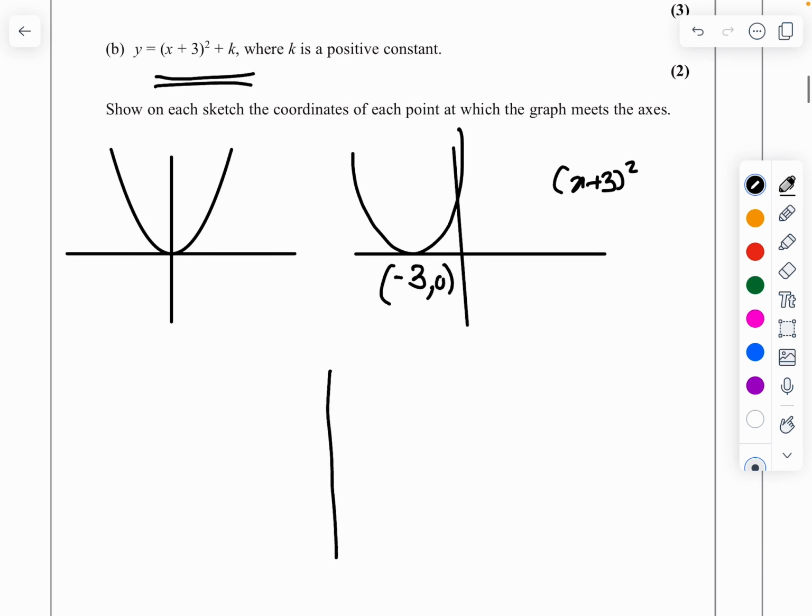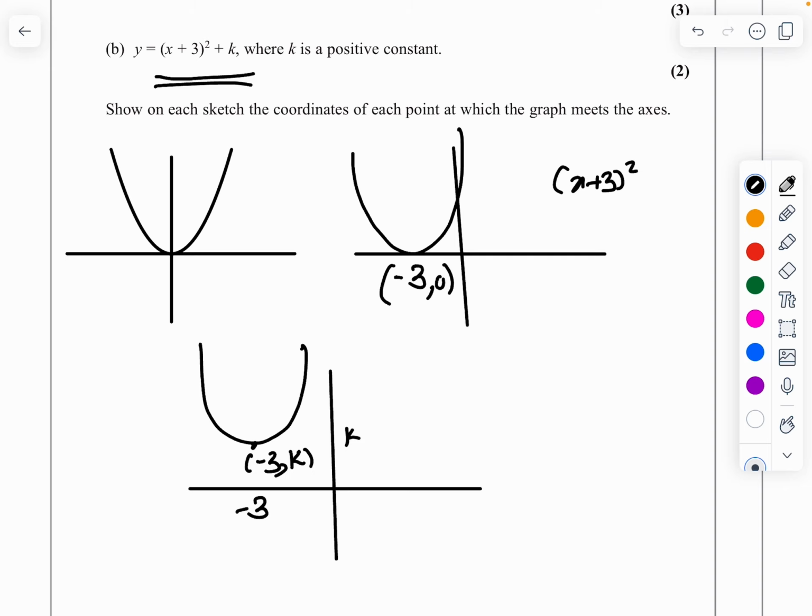And part B, (x plus 3) whole squared plus k. So for that, what am I going to do? Move that k units up, so it becomes (x plus 3) whole squared plus k. So this is minus 3 and k. This point is negative 3 comma k. That's going to be the answer.